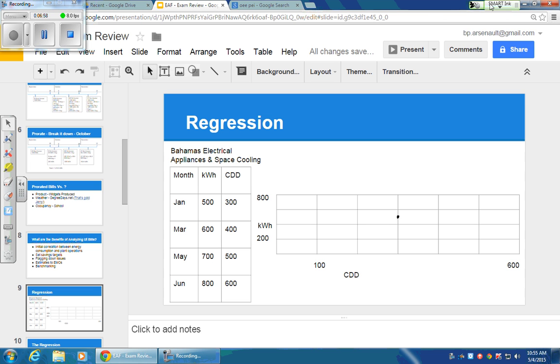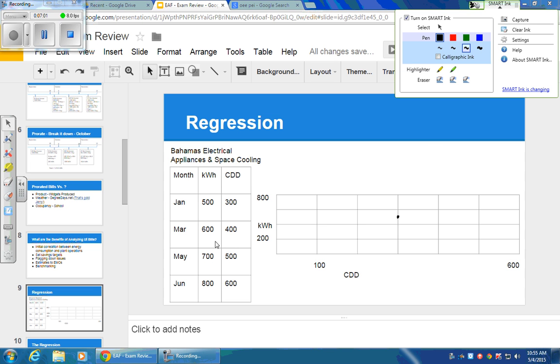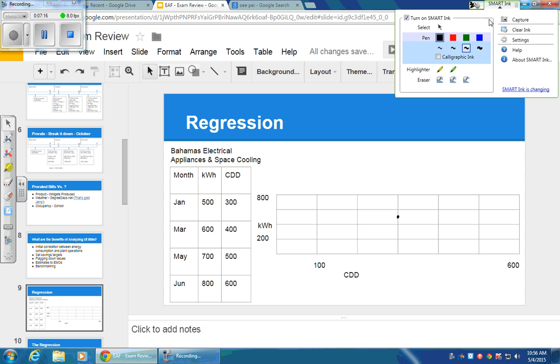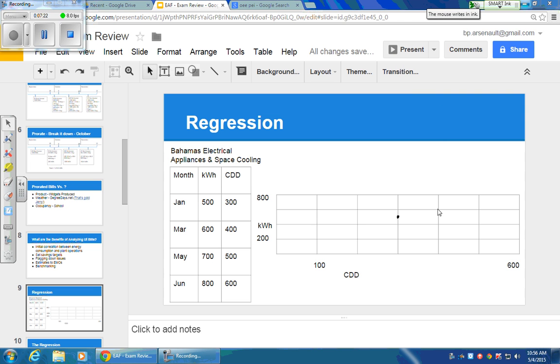I'm still on here. My next one I'm going to plot is March. So I'm looking at 600 kilowatt hours, so that's this line here, and 400 cooling degree days, which would be this line here. So I'm right here in this little circle, and it's not doing what I want. There we go. And the next one would be May. So May, again, 700 kilowatt hours and 500 cooling degree days, right in the middle here. And the last one being the 800 kilowatt hours and the 600 cooling degree days.